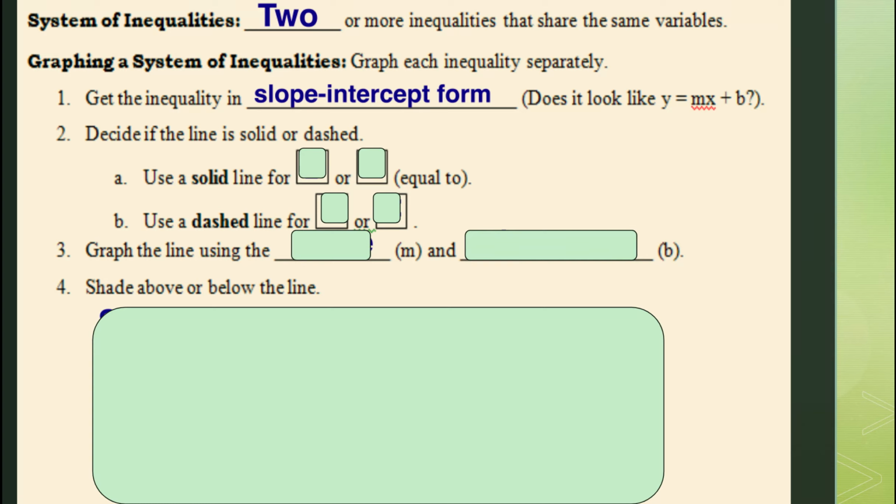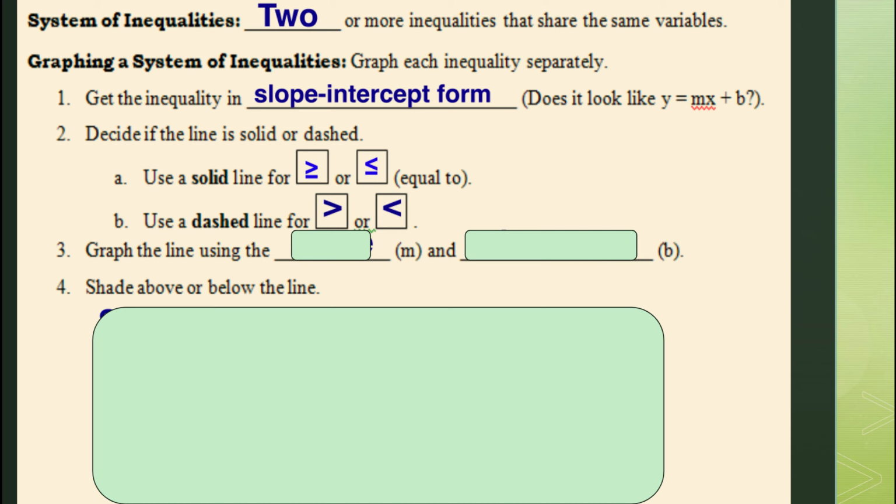Same idea though. Then secondly, you need to determine, are you going to be graphing a solid or a dashed line? Is it going to be broken or is it going to be solid, right? So if it's solid, it will have symbols such as greater than or equal to or less than or equal to. Okay, it's going to have the line underneath. So if it does have that little line, remember that's the equal to part, then you know you're going to graph a solid line. If for some reason it's a greater than or a less than, you know you're going to be dealing with a dashed line.